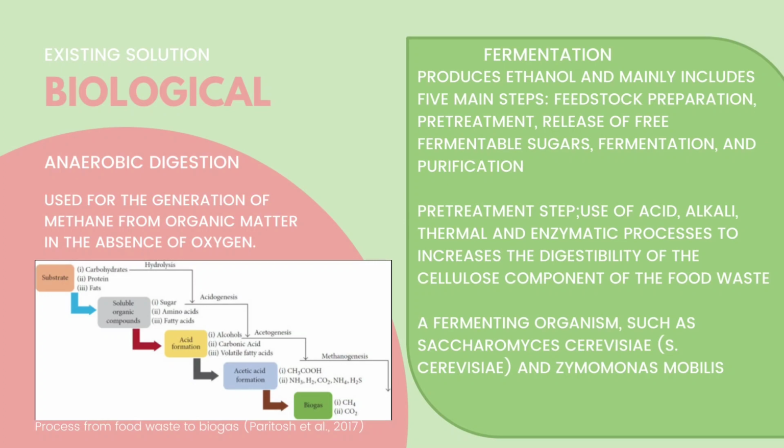It produces ethanol and mainly includes five main steps: feedstock preparation, pretreatment, release of free fermentable sugar, fermentation, and purification. The pretreatment step uses acid, alkali, thermal, and enzymatic processes to increase the digestibility of the cellulose component of the food waste. Fermenting organisms include Saccharomyces cerevisiae and also Zymomonas mobilis.